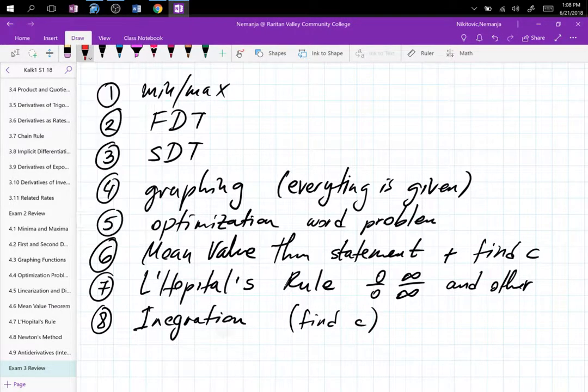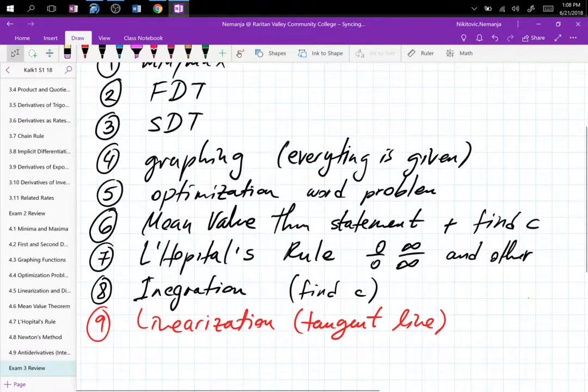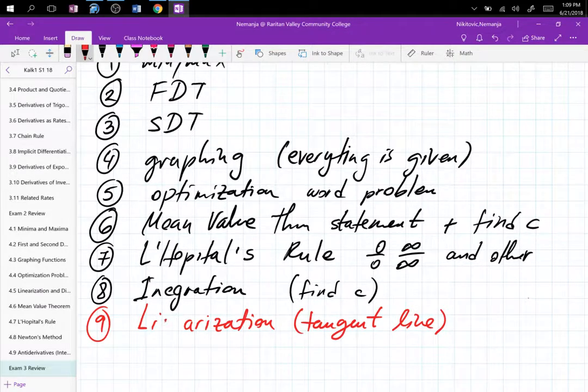Before you leave, linearization and differentials. Linearization, guys, is the tangent line. This must be there because it is a tangent line, and I said that all of your exams will have tangent lines on it. So linearization is extremely, extremely important, and it is definitely there.